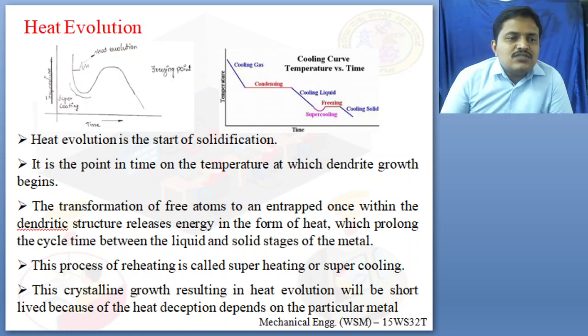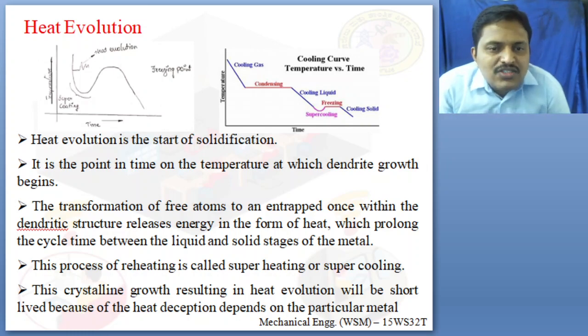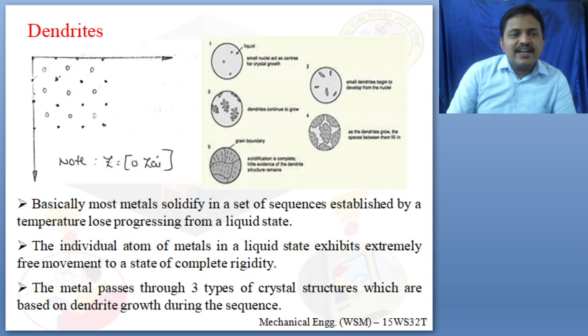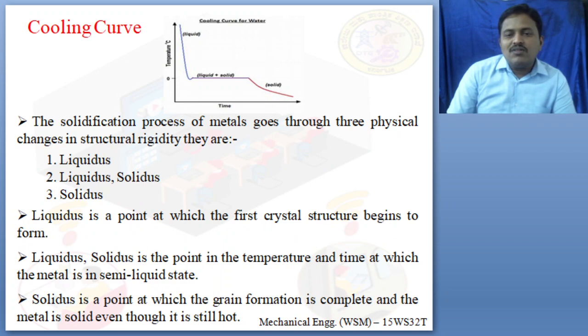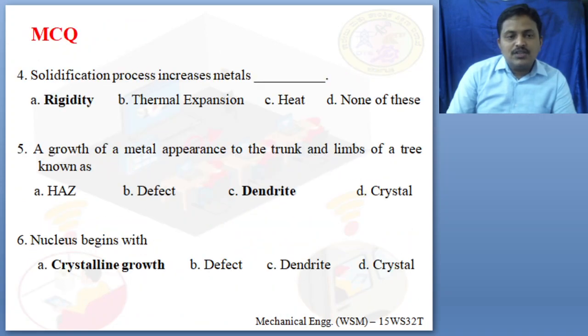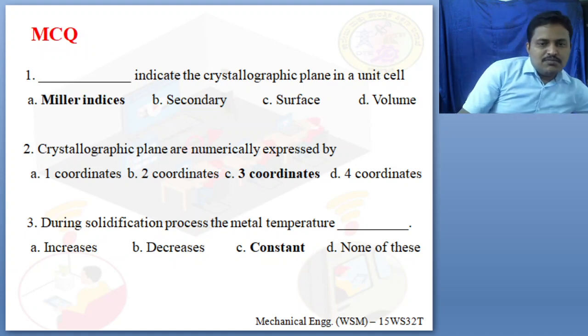So in this class we saw what Miller indices, a crystallographic plane, are, and what we mean by dendrites, how the dendrite growth is formed, and we saw what a cooling curve is, how the metal starts the solidification process, and how the heat is removed away. So these are some necessary things. Let us see the model question paper.